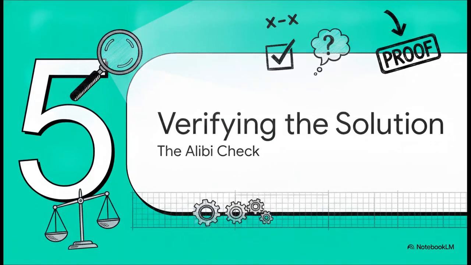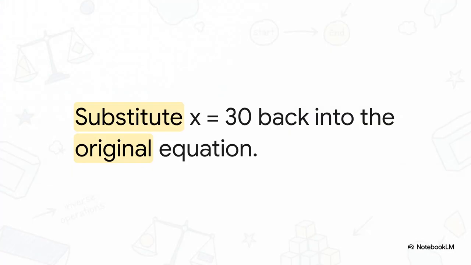Section 5, verifying the solution, the alibi check. A true math detective always checks their work. We do this check by taking our newly discovered answer for x, which is 30, and substituting it right back into the original scene of the crime. Remember that original equation from the very beginning? It was 3 times the quantity x minus 5 equals 2x plus 15. So everywhere we see an x in that equation, we are going to literally plug in the number 30. Let's see if the scale actually stays perfectly balanced.